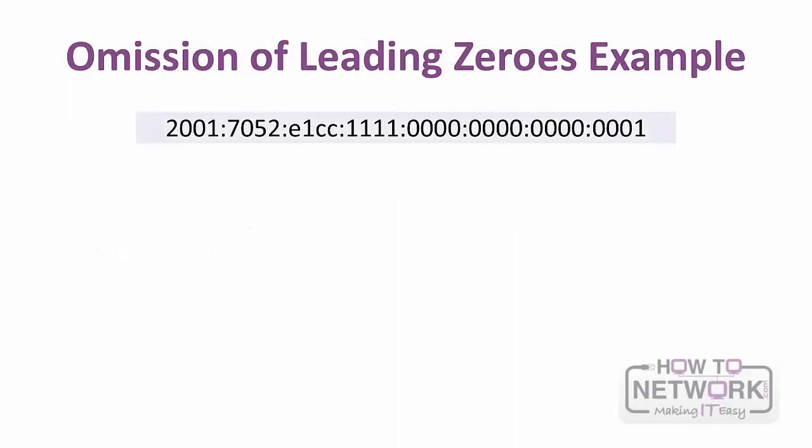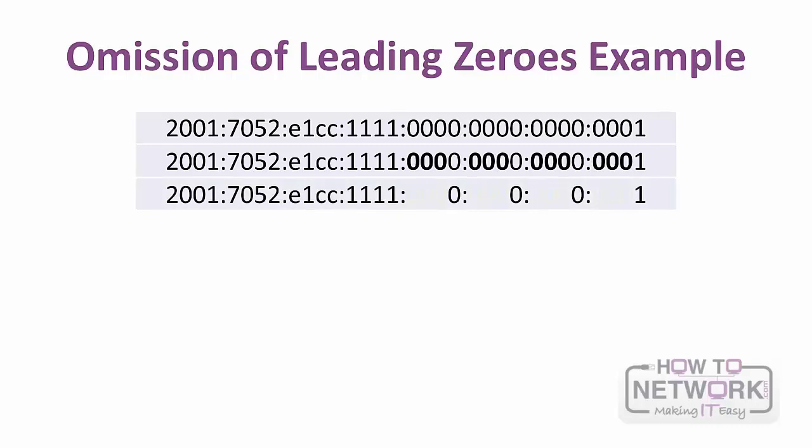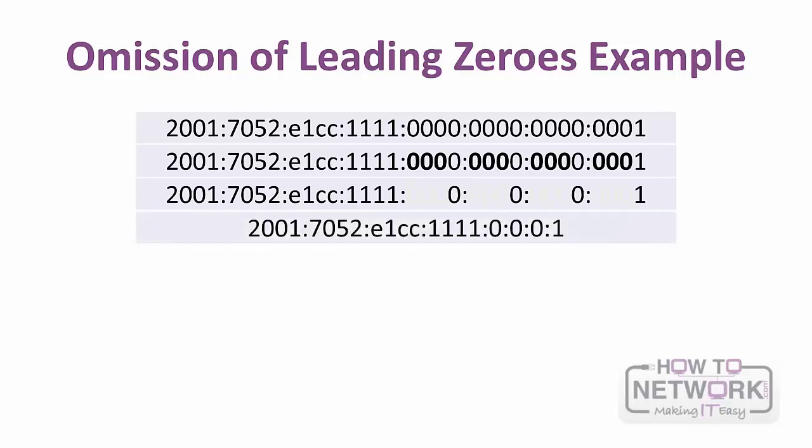Using one IPv6 address from a list of preferred IPv6 addresses, the following example shows how the leading zeros can be omitted. Zeros to be omitted are in bold. Spaces remain to better visualize where the zeros were removed. And this is the final example with omitted zeros.